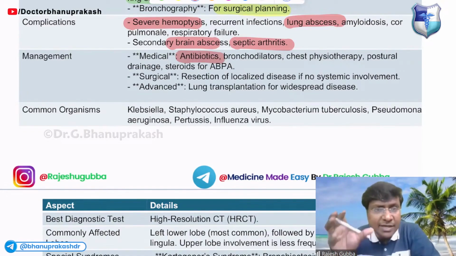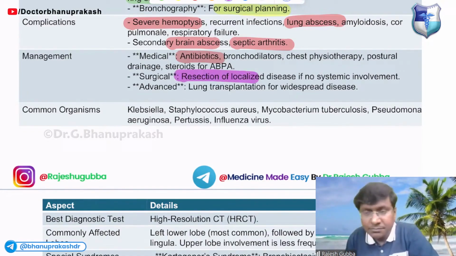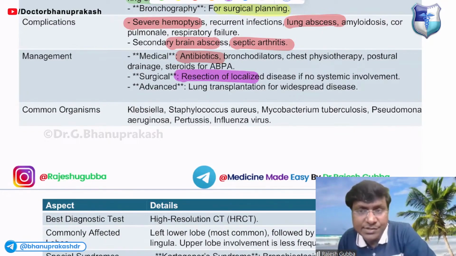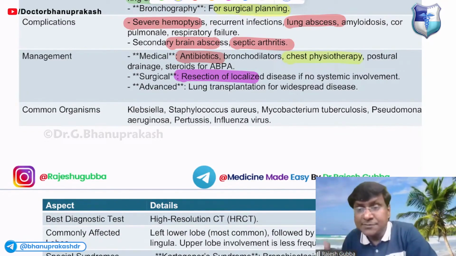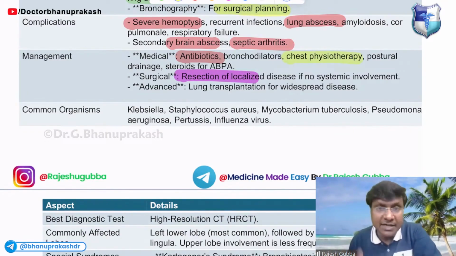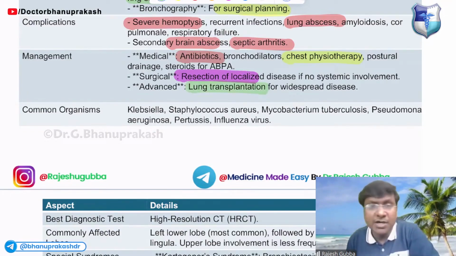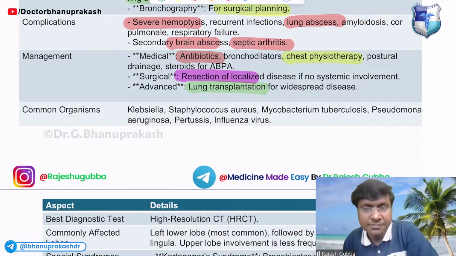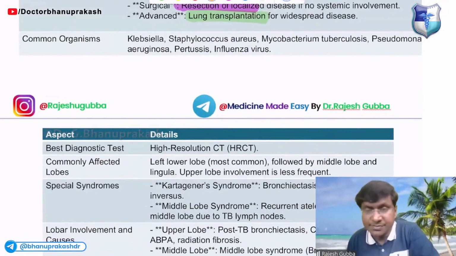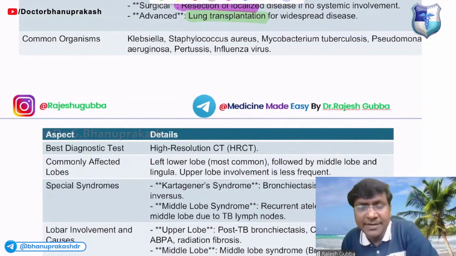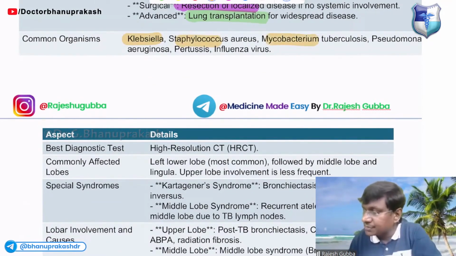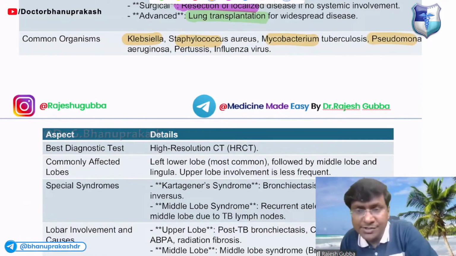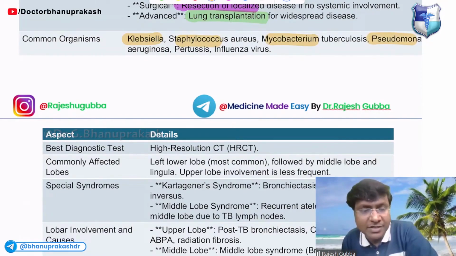If the bronchiectasis is localized, what can you do? You can do resection of the localized disease. The next important is chest physiotherapy. The purpose of chest physiotherapy is that the sputum has to be expectorated out. And in advanced cases, when there is bilateral diffuse bronchiectasis, you need to do lung transplantation for widespread disease, right? Then what are the common organisms? The common organisms causing bronchiectasis will be Klebsiella, Staphylococcus, Mycobacterium tuberculosis, and Pseudomonas.